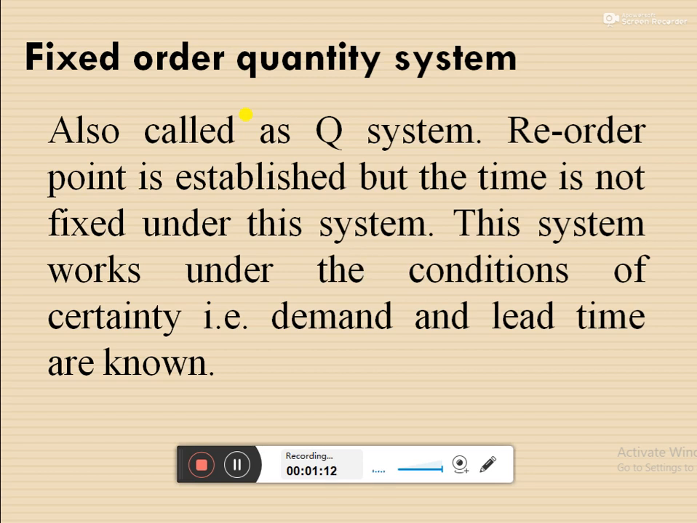Under fixed order quantity system, we consider that there are no quantity discounts available to the buyer, due to which the decision makers need to focus only on annual ordering cost and annual carrying cost of inventory, and they try to minimize the sum of these two costs.